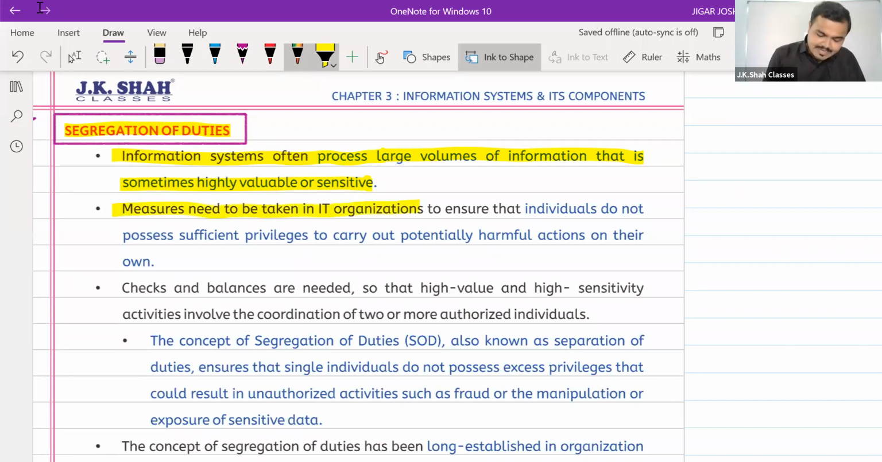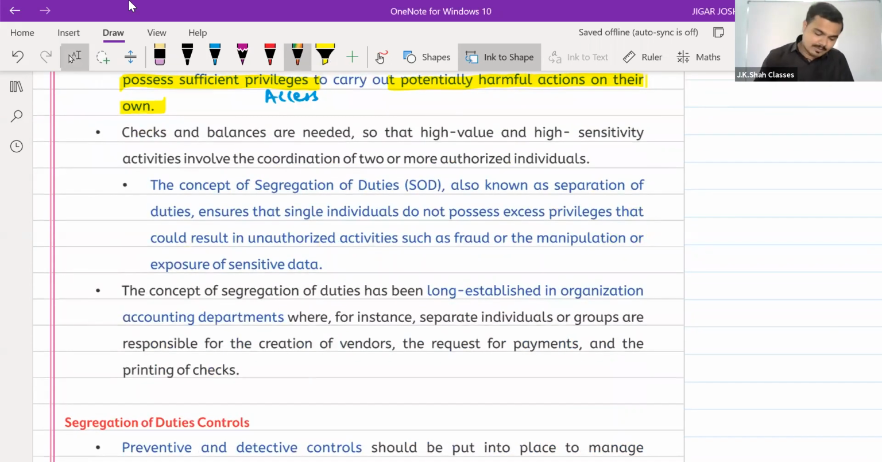Measures need to be taken in the IT organization to ensure that an individual, a single person, does not possess sufficient privilege. Privilege means what? Sir, privilege refers to access. Yes, access to carry out potentially harmful actions on their own. It means a single person does not have that much authority that he can create harm to the assets, the data, or some important records. Understood? Yes, sir.